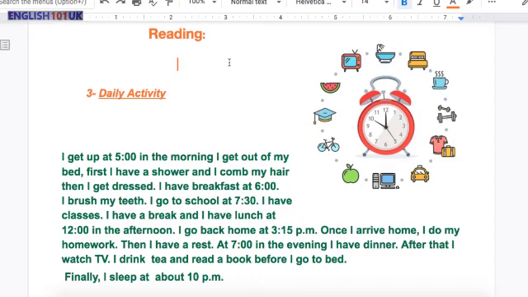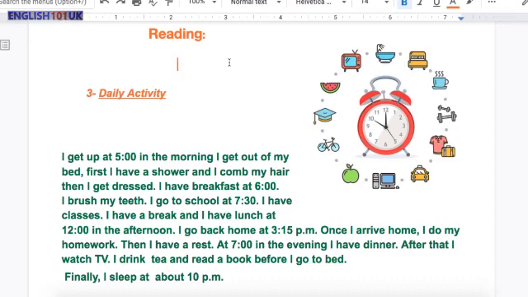For today, it's a daily activity. It says, I get up at 5 o'clock in the morning. I get out of my bed. First, I have a shower and I comb my hair. Then I get dressed. I have breakfast at 6 o'clock. I brush my teeth. I go to school at 7:30. I have classes. I have a break. And I have lunch at 12 o'clock in the afternoon.